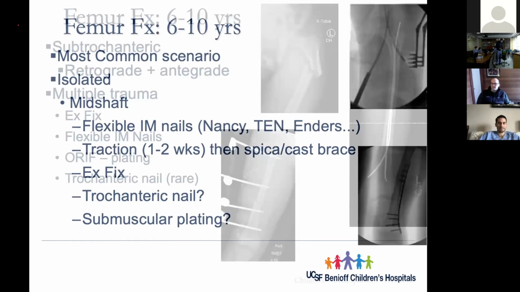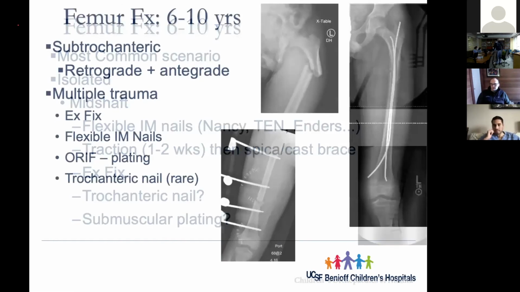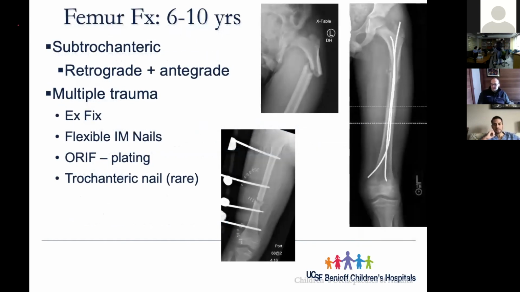Sounds good. Thank you. Cool. All right. Well, sorry I didn't get to the rest of them, but this I think is a helpful, deep dive into basic femur fractures to give you all at least a launching pad.